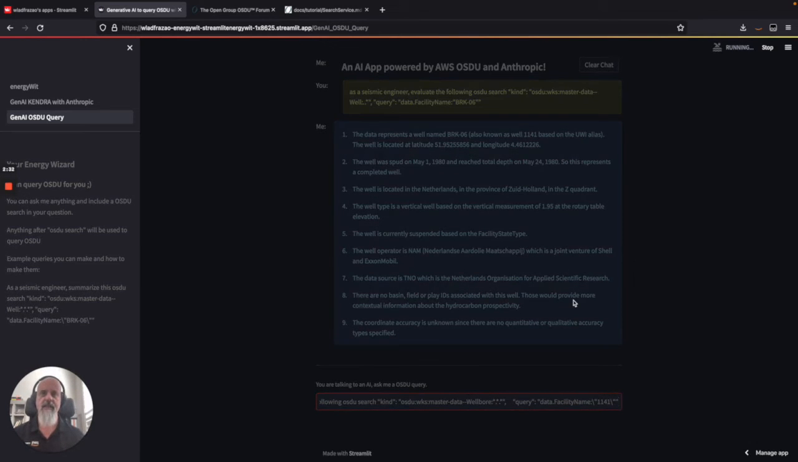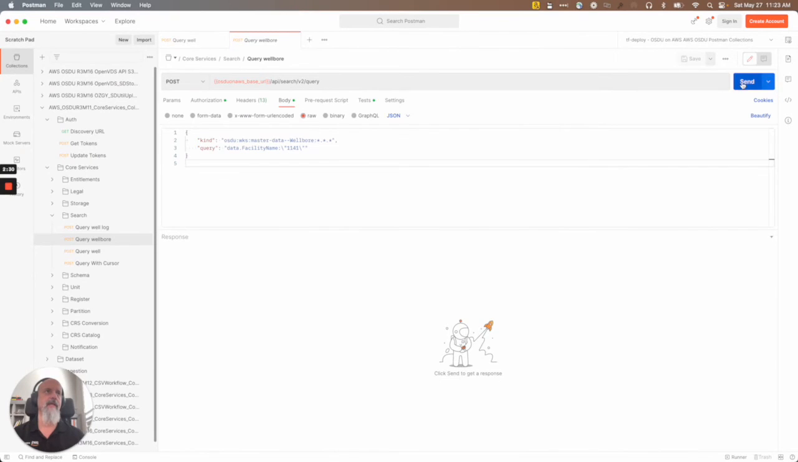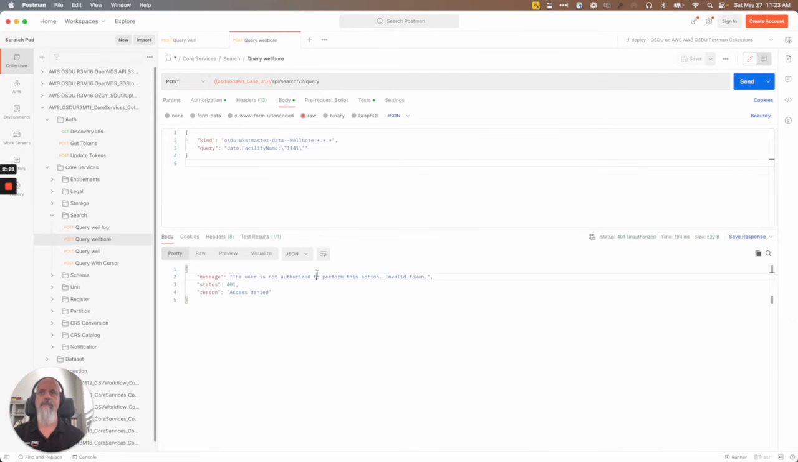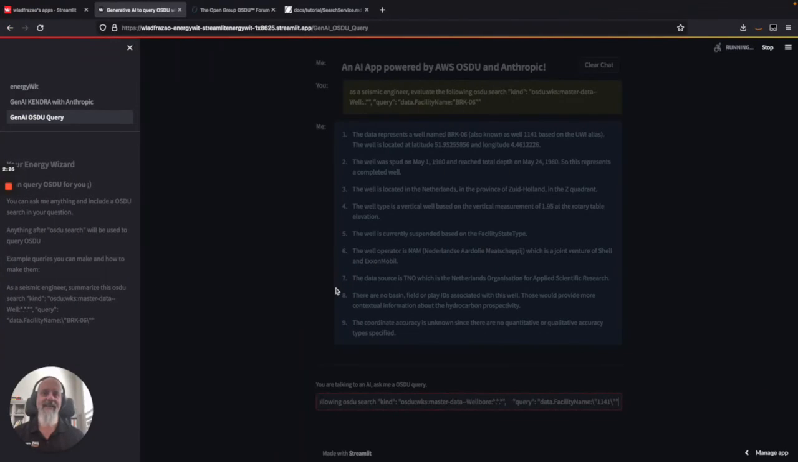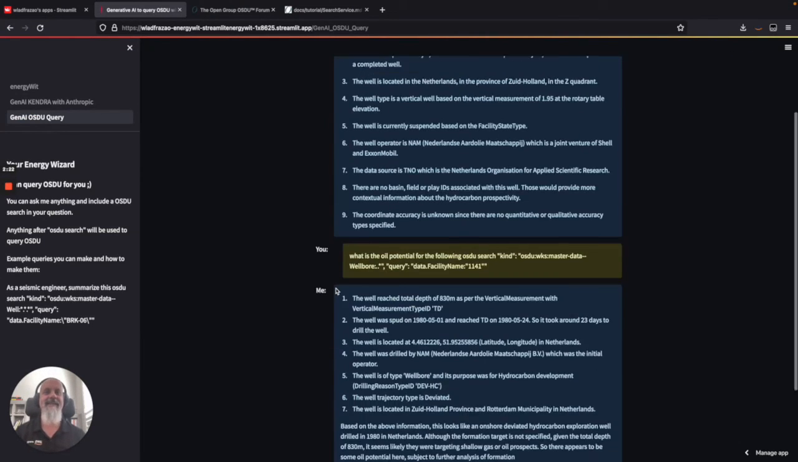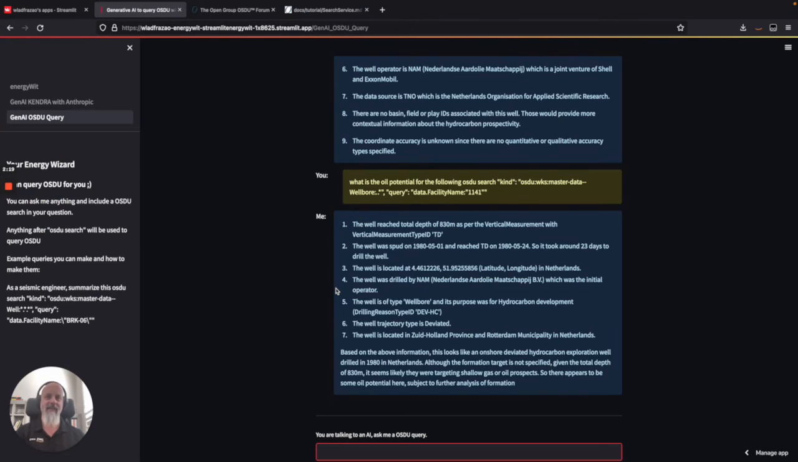So if I look at this query here, the traditional API, oops, my token expired. That's okay, it shows the security of the system. But here I re-authenticate every time that I run a query. So, what's the oil potential for the following OSView search?